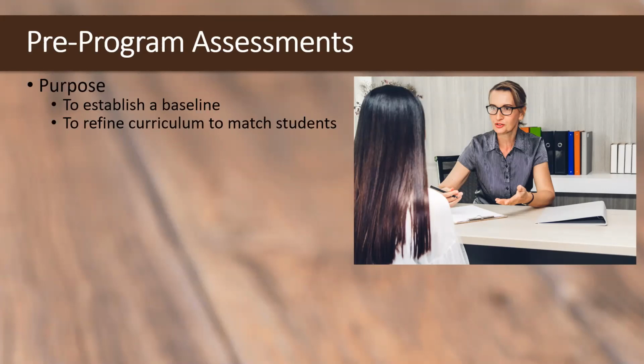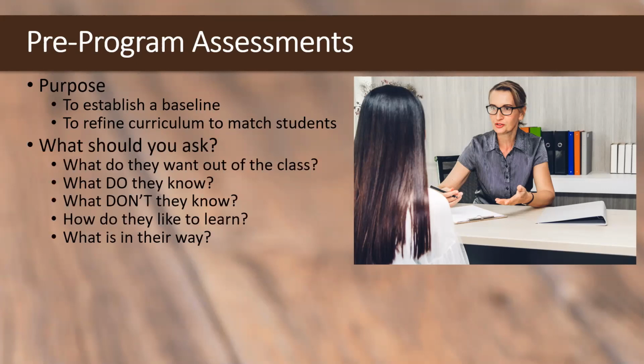So what kind of things can you ask in a pre-program assessment? Well, there's literally hundreds of things. Some simple ones might just be, what do you want out of the class? Super easy, super straightforward. What do they know already? What don't they know? Things they're sure that they know. Sometimes you don't know what you don't know. But if there are things that they are aware of that they want or don't want or don't need in the training, that's a great thing to know ahead of time.